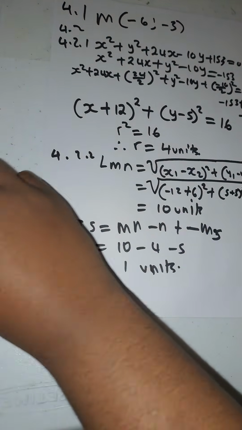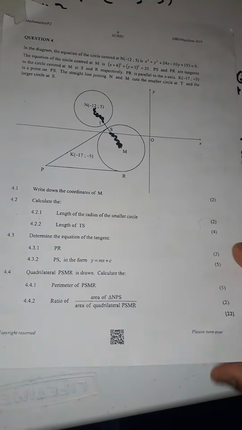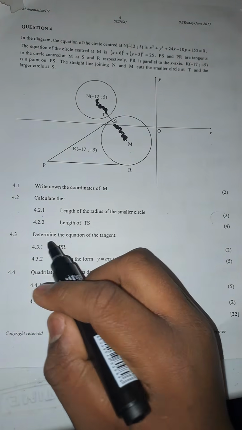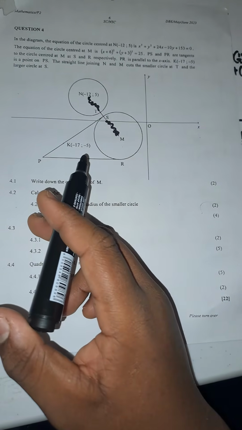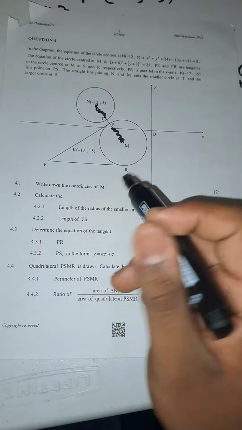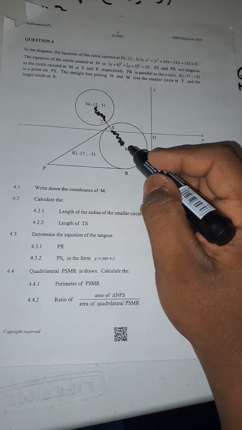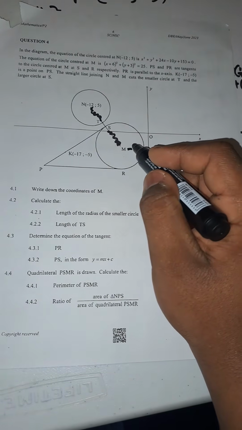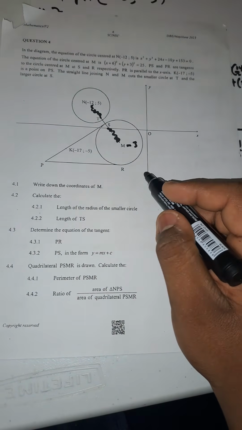So now let's go to this one. I want you to be careful here. They are saying determine the equation of the tangent PR. Remember what I said about PR? The gradient of PR must be 0 because it is parallel to the x-axis. So now I'm going to consider my x value of M, which is minus 3. Right?